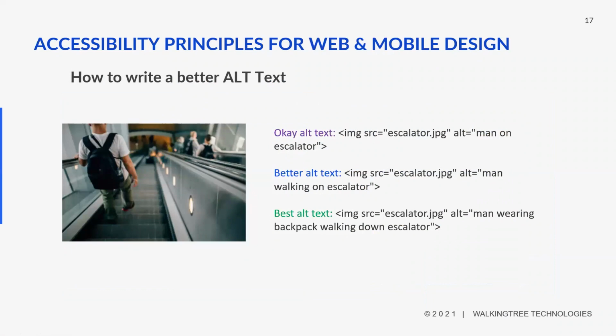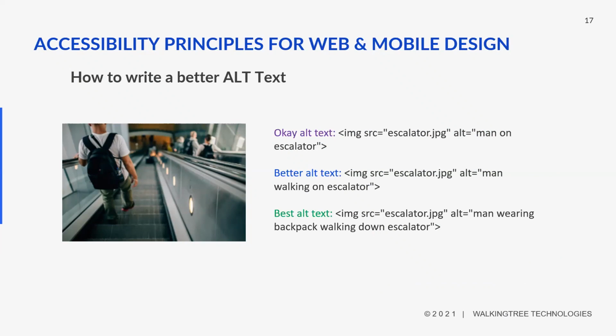Now about how to write a better alt text. As you can see on my image here, you have one person basically getting down from an escalator. So how do you write a good alt text in this case? Alt text can be "man on escalator." A little better than that would be "a man walking on the escalator." But best of all, the alt text could be "a man wearing a backpack walking down the escalator."